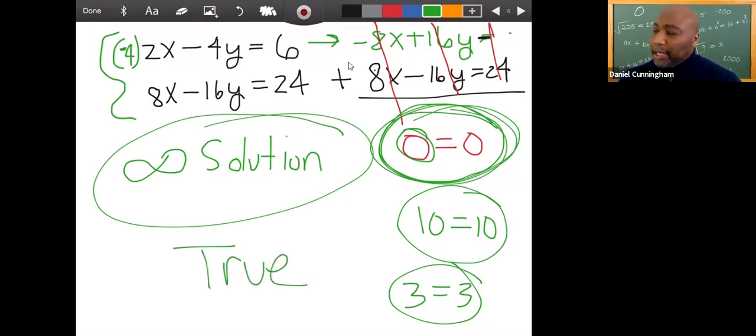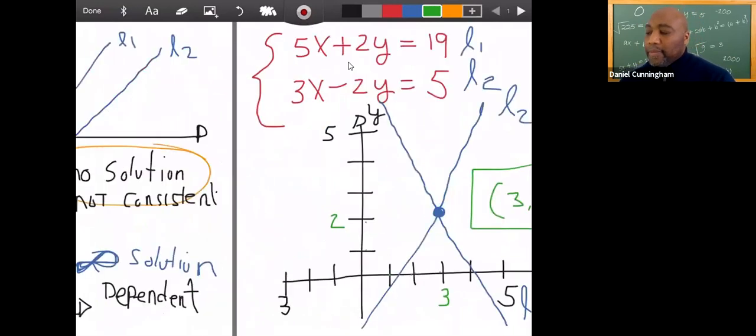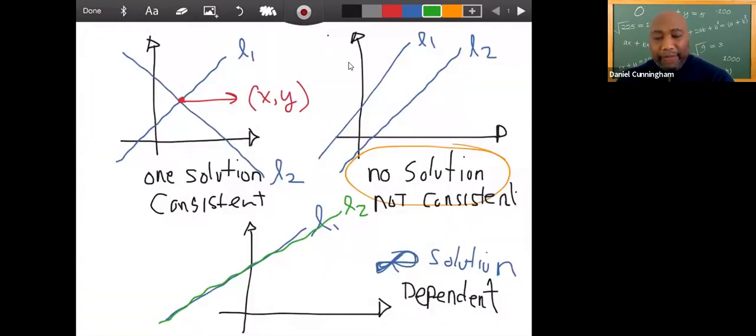And so when you have something like this, this gives you a graph of infinitely many solutions, which we can also say is dependent. So it will look like this bottom one. It's the same graph.